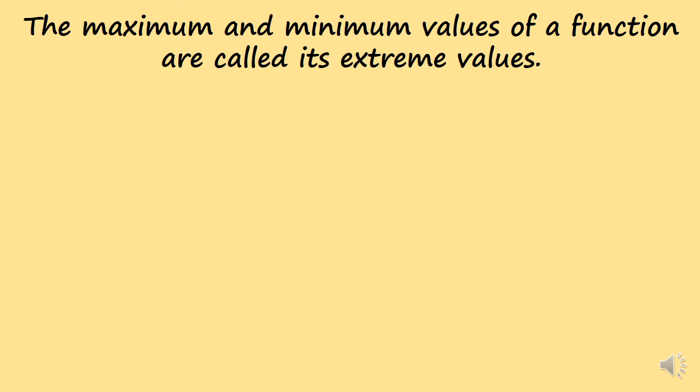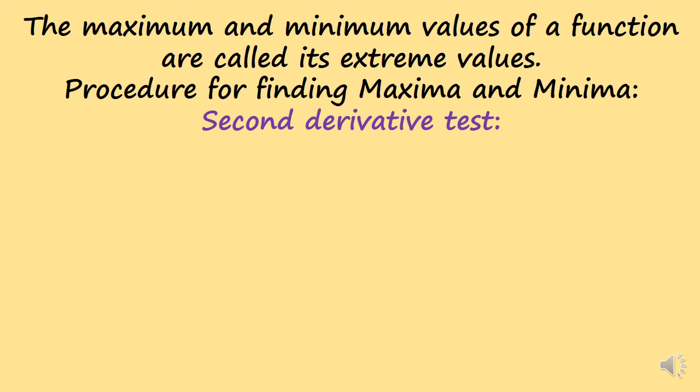The maximum and the minimum values of a function are called extreme values. We are going to have sums where we have to find these extreme values. It is not possible to draw the graph of the function each time it is given, and therefore we use the method of derivatives. Here, the method of derivatives which we are going to use is known as the second derivative test.